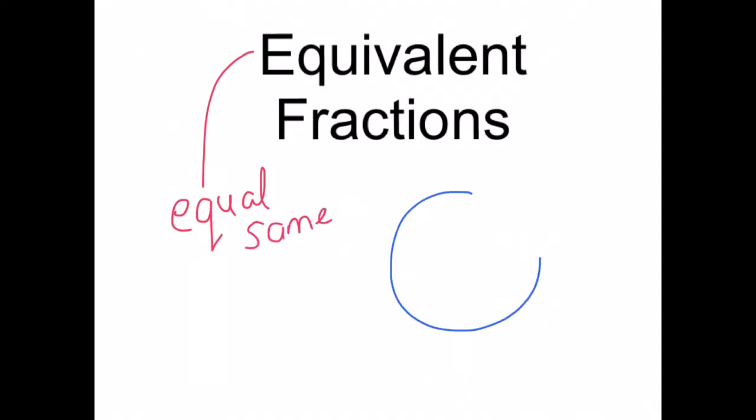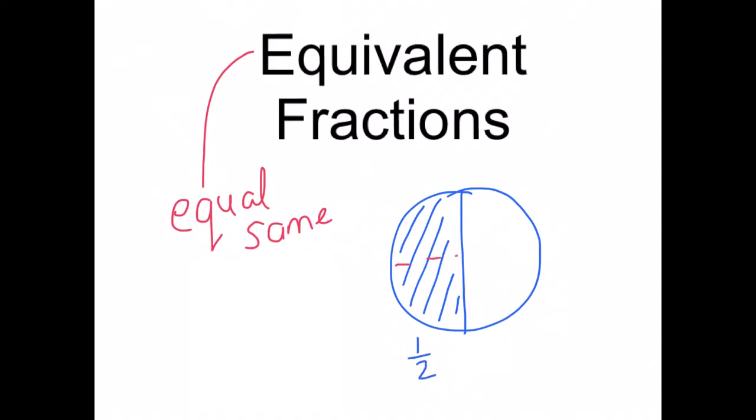This lesson we're going to look at equivalent fractions. Equivalent just means equal or the same. So for instance, if we look at a circle, we've got half of the circle, so 1/2. If we break that circle into quarters, we can see that there is 1/4, 2/4, so 1/2 is the same as 2/4, meaning 1/2 and 2/4 are equivalent.